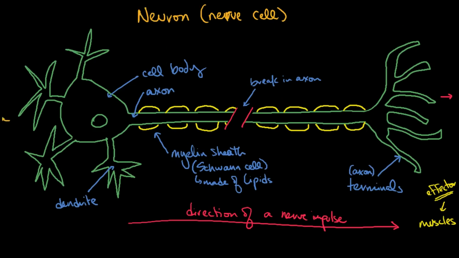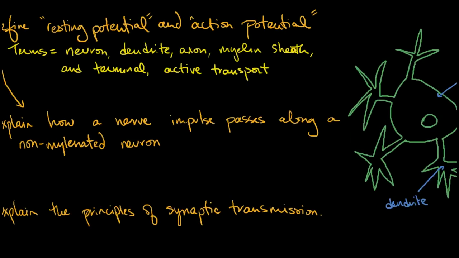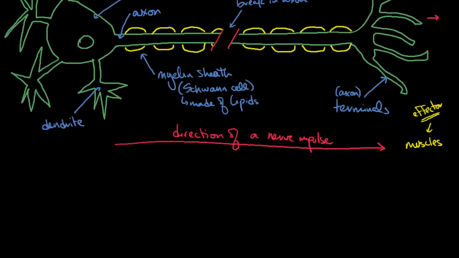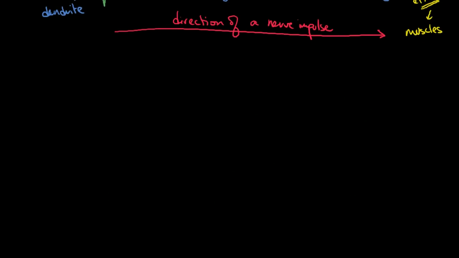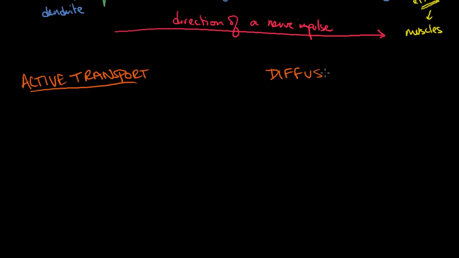So let's go double check that we hit all of our terms. We got neuron, dendrite, axon, myelin sheath, terminal, and active transport. So I'm going to scroll down. All right. So we got to talk about active transport. But before I do that, I actually want to talk about diffusion, because we've alluded to that already, and we've talked about its definition, but I want to make sure you have it written down somewhere.